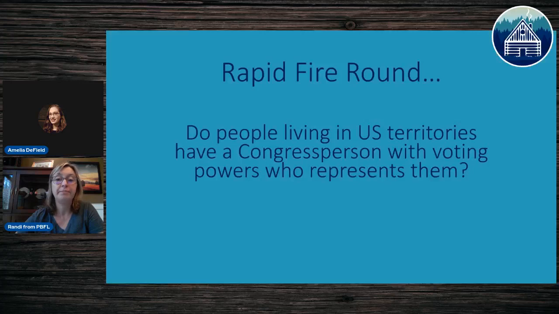It's interesting. All right, do people living in the US territories have a congressperson with voting powers who represents them? What do you think? Yes or no? I don't think so. I think I'm going to answer no to this one as well.